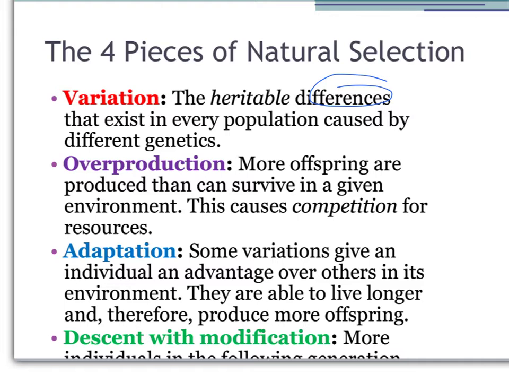Next is adaptation. So adaptations are changes, little variations that give an organism an advantage over the other ones. For example, the fastest running wolves would have the advantage over the slow wolves because they'd be able to catch the deer to eat them. Descent with modification means that future generations look different than the ones before.